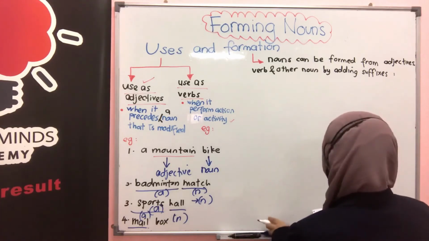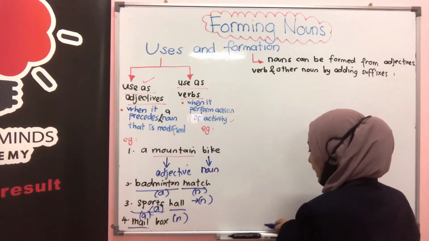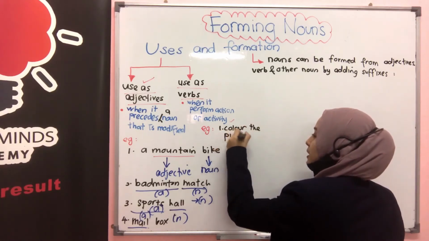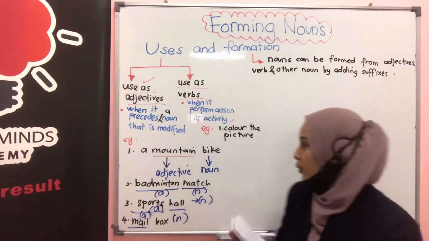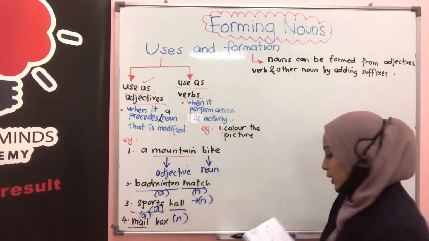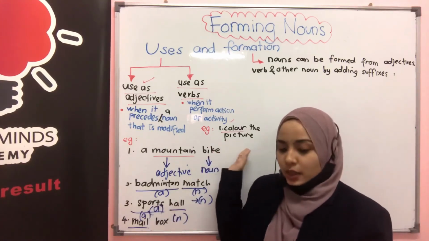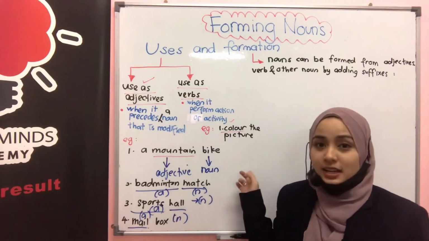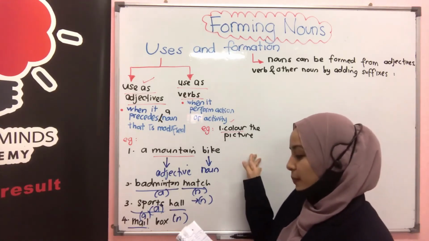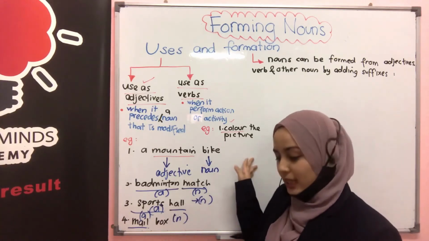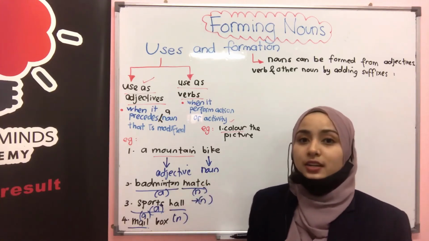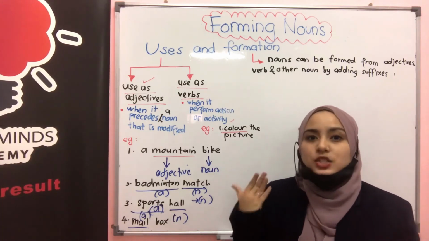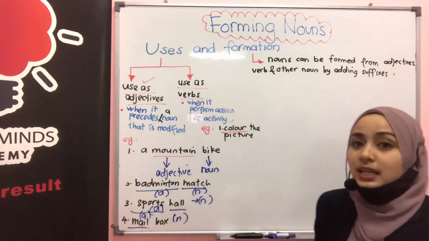Okay, let me show you the example. Color the picture. So as you can see here, the word color, function as what? The word color functions as the verb. Is it? Yes, it functions as the verb for describing the action. The action of what? Action of coloring. You said color the picture, so where is the verb? Here. It functions as the verb that describes the action of coloring.